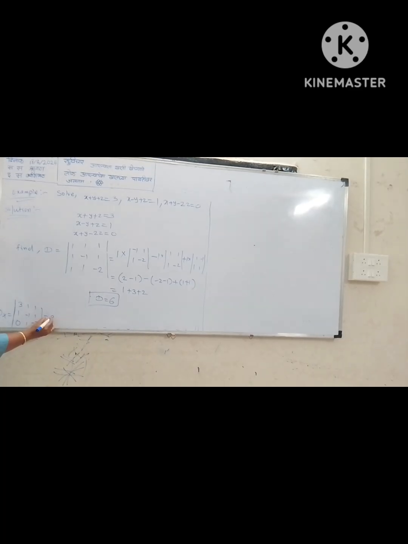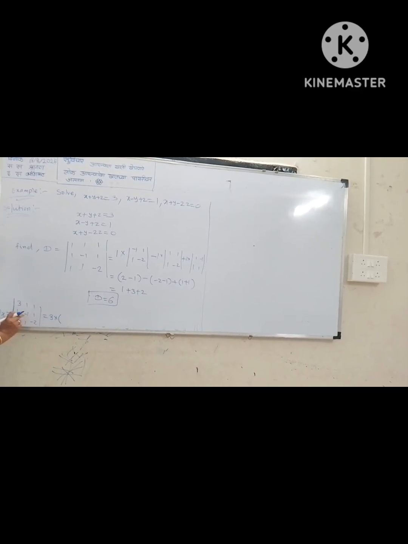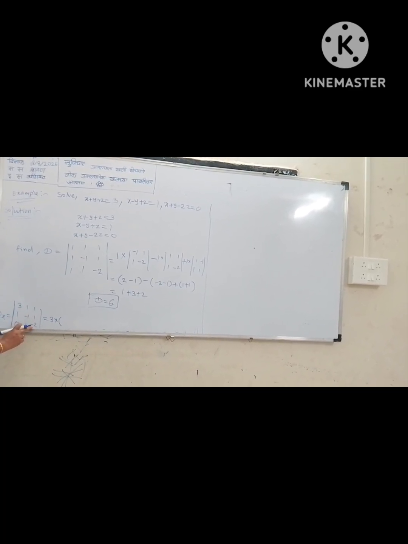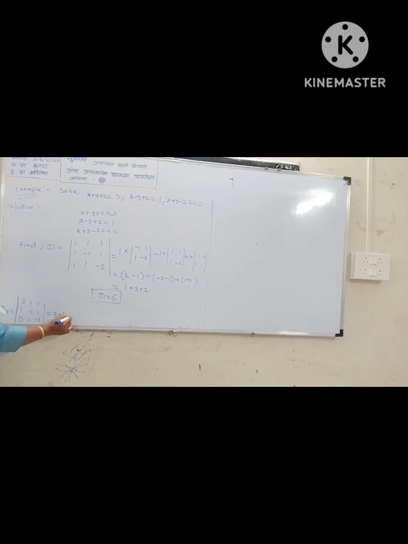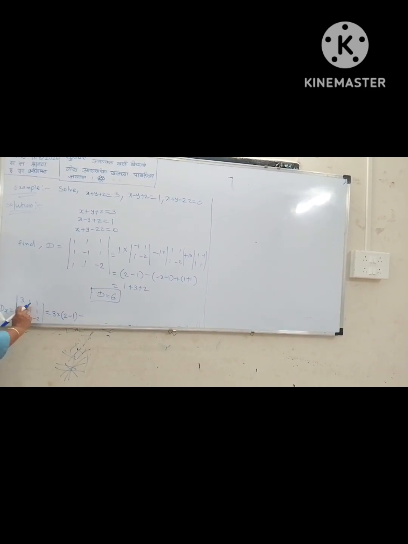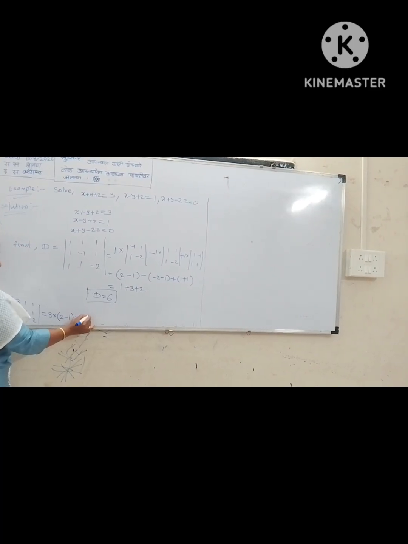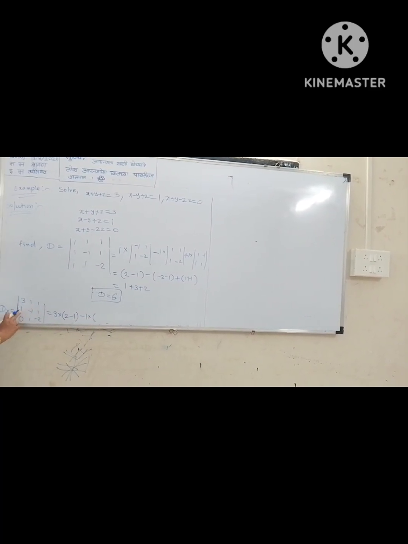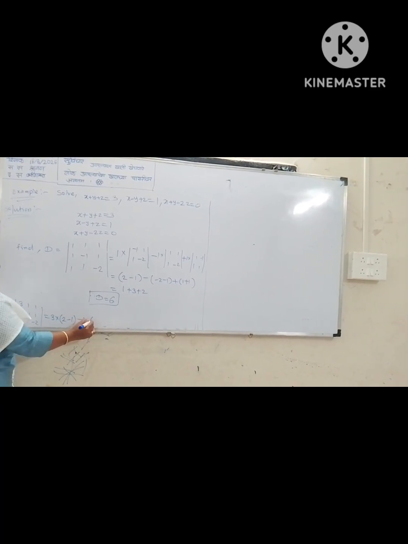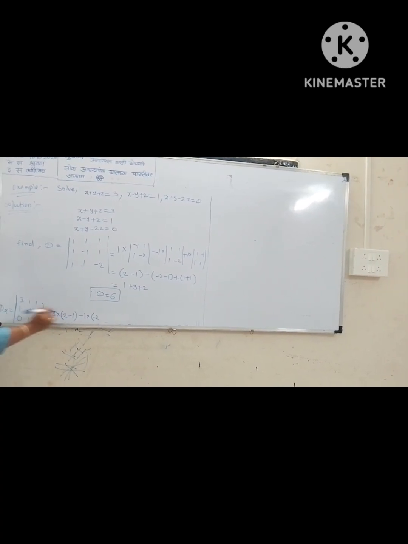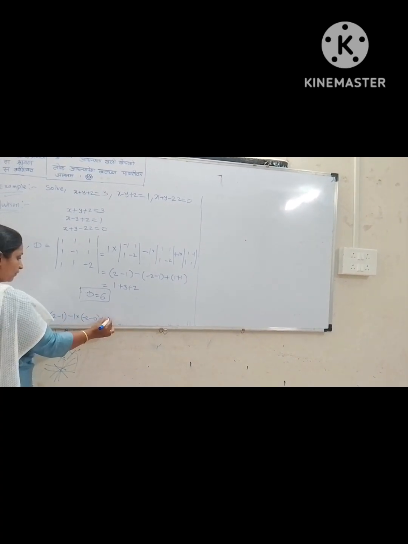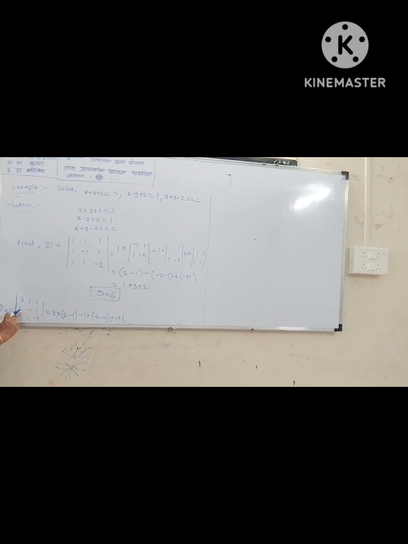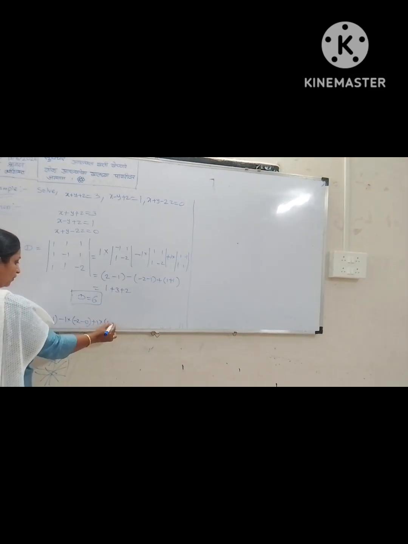Solve the determinant. 3 into what is the minor of 3? Minus 1 into minus 2 plus 2, and minus 1 into 1, here 1. Minus 1 into what is the minor of 1? 1 into minus 2, 1 into 0, 0. Plus 1 into what is the minor of 1? 1 minus 0, 1 minus 0.